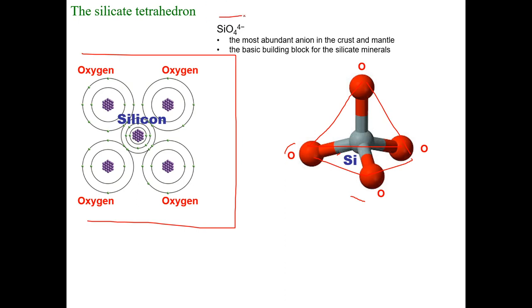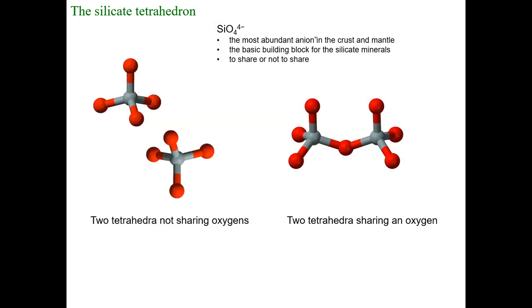This is actually a polyatomic anion, which means it's negatively charged, with a net charge of -4. So it's going to combine with different cations to form minerals. It's the most basic building block for the crust and for the mantle. Probably 50% or more of any rock that you pick up is made up of these tetrahedra.